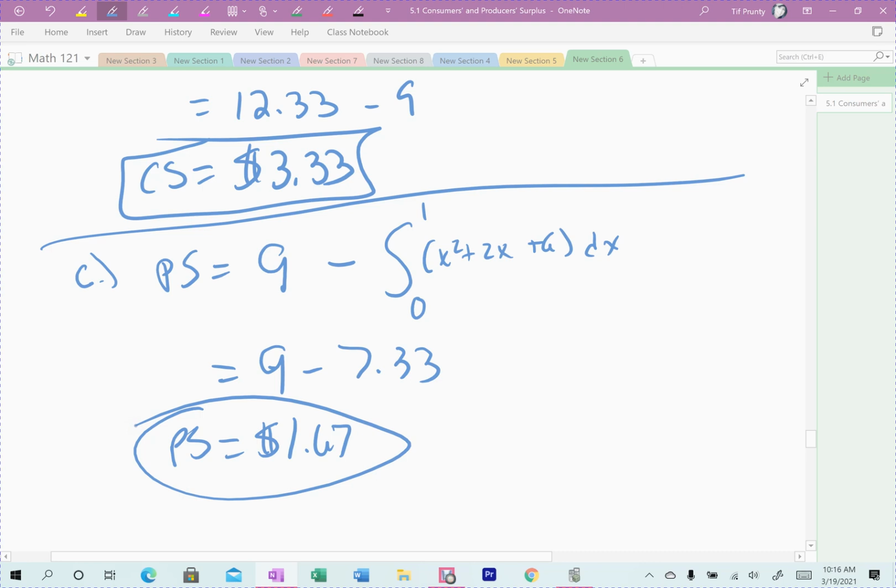Alright, so there's the producer surplus, consumer surplus. Alright, I'm going to do one more example, and then we'll be done with all of Unit 3.